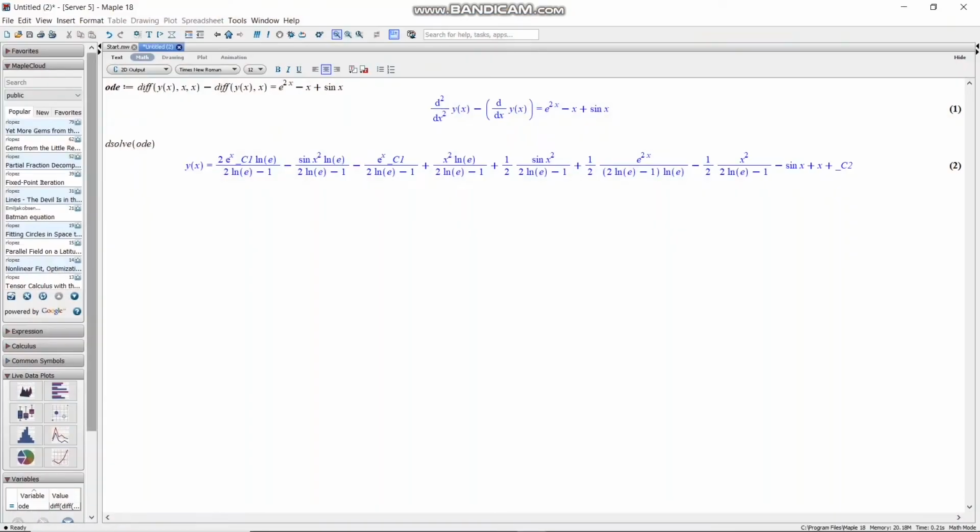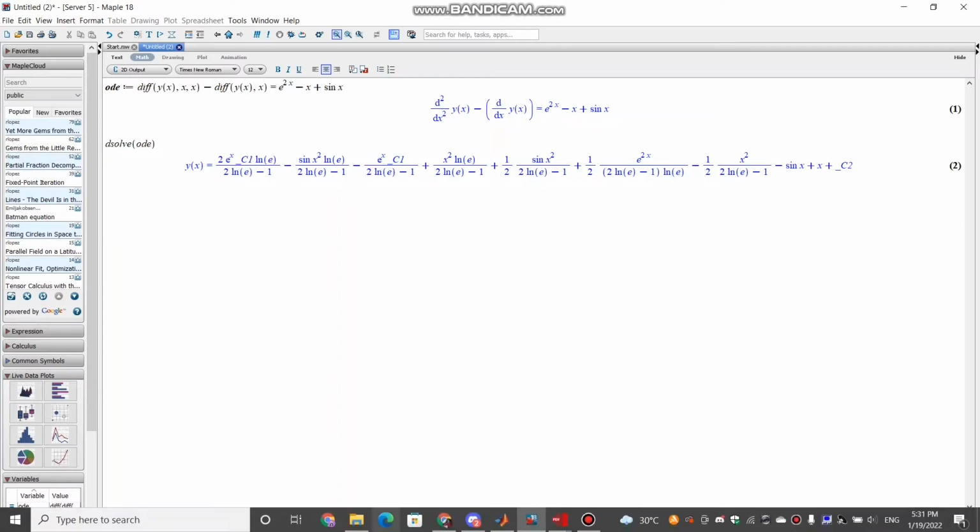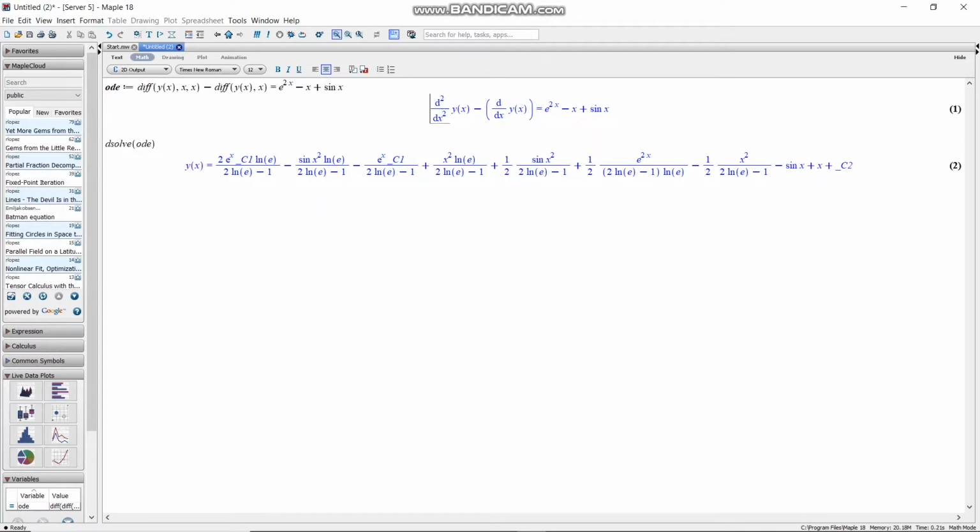Okay, for the Maple, we just plug in the equation, but we cannot plug in the direct question, so we need to differentiate the y2 prime. That's why I have a double x here and y prime, so I have a single x here, and then plug in the exponent 2x minus x plus sin x. Then we will get this equation which is already derived, and we need to solve this equation.